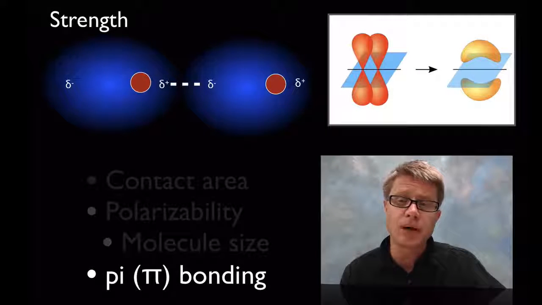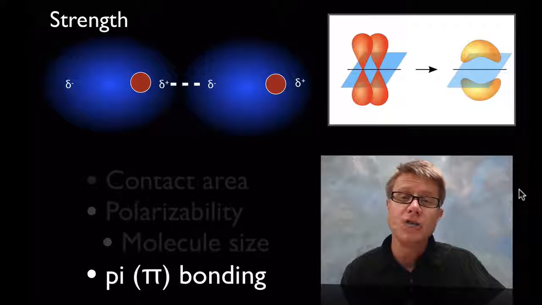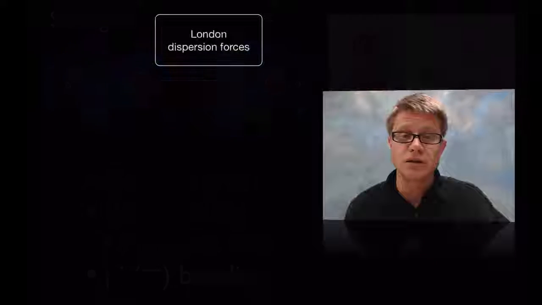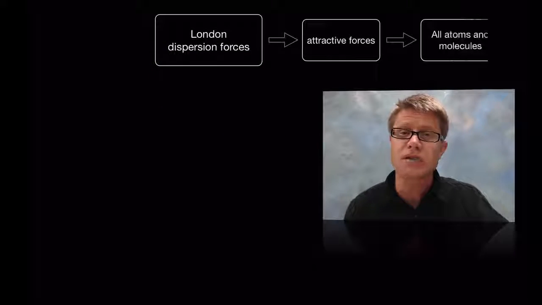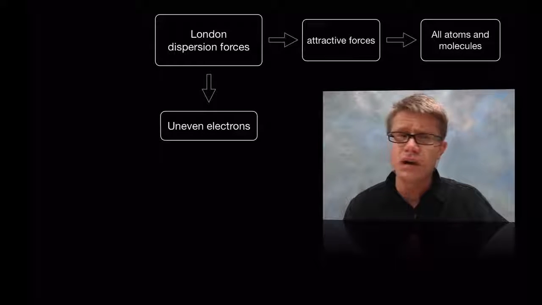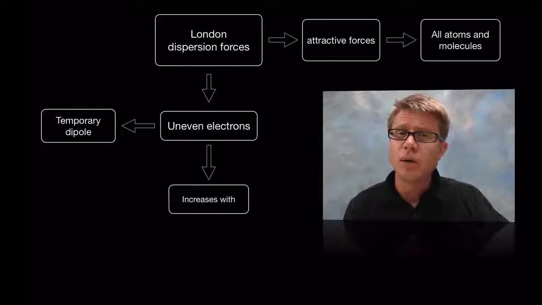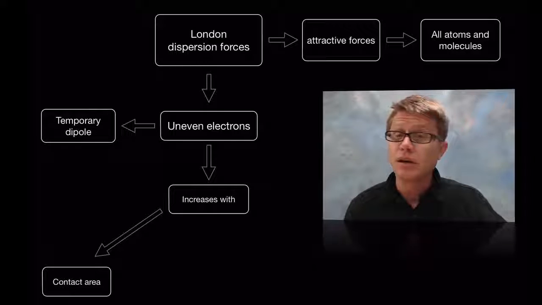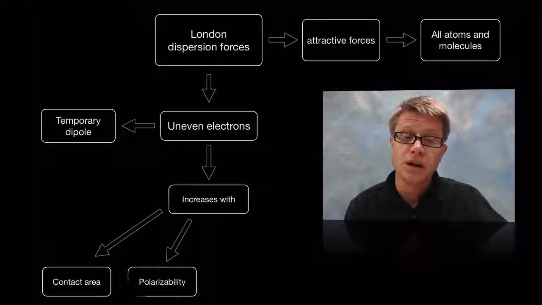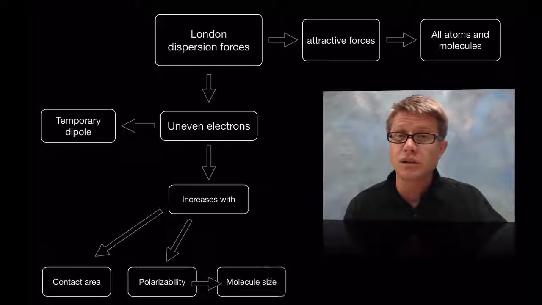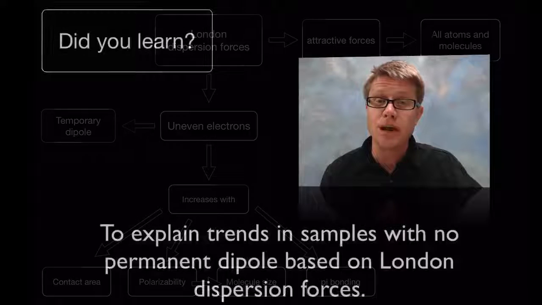And then finally, pi bonding. That's going to have orbitals that overlap. It forms something called a pi bond. If we increase the number of pi bonds inside those molecules, we're going to increase these London dispersion forces. So again, what are they? They're attractive in nature, found in everything. It's uneven electrons that create these temporary dipoles. Remember, what increases it, our list would be contact area or surface contact. Also the polarizability, which is going to be based on the molecule size, and pi bonding.